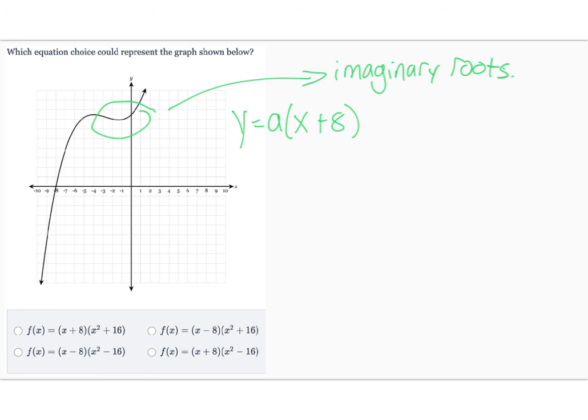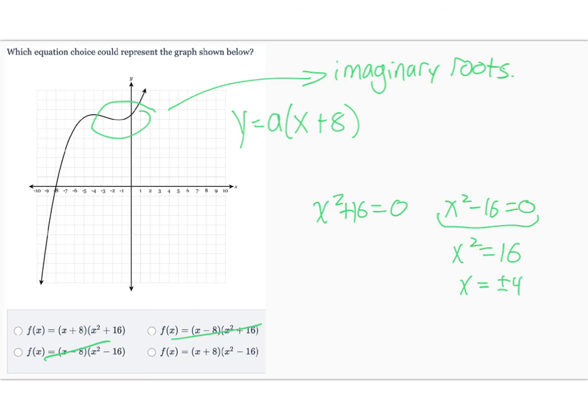So in looking at the answer choices, I'm going to first cross out the ones that don't have an x plus 8. So that means that one and that one are gone. And then I've got to decide if x squared plus 16 equals 0 or x squared minus 16 equals 0 gives me imaginary roots. I'm going to look at the one on the right first because that's not going to be the correct one. That gives us x squared equals 16, which means that x is equal to plus or minus 4. Those are not imaginary roots, so those are not the ones that we're concerned with.